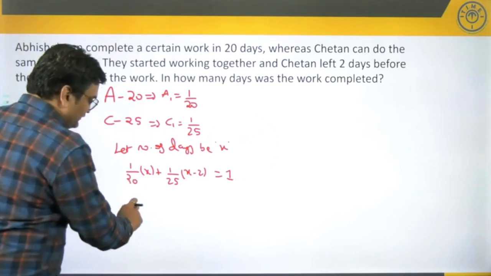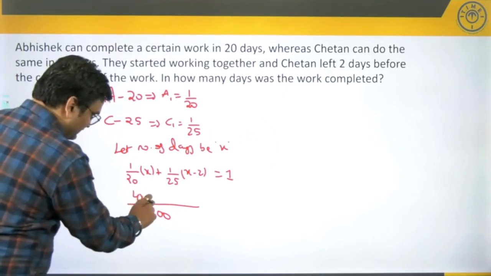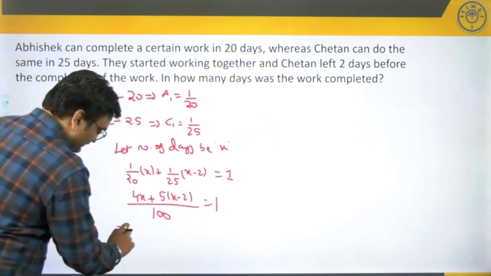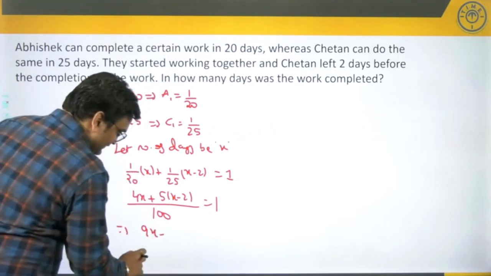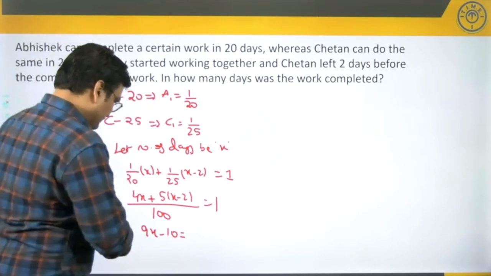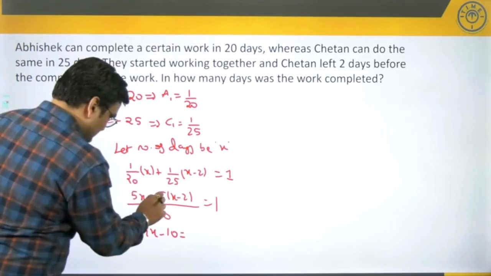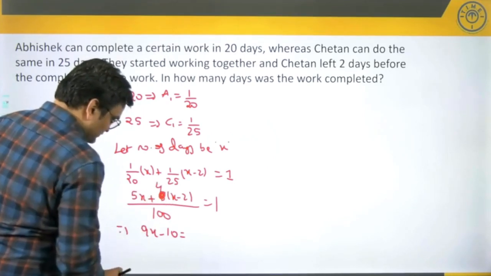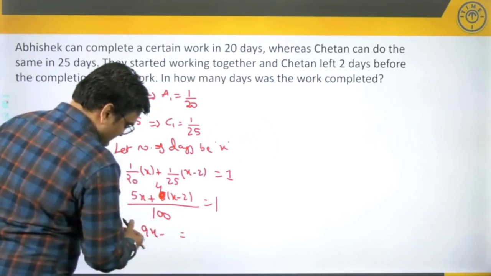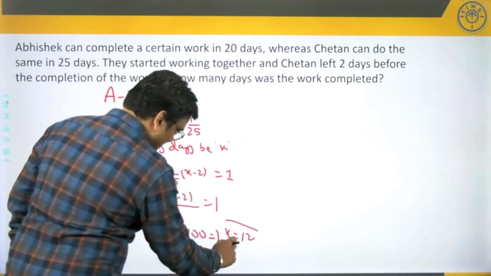So you now solve this. 20 and 25, the LCM is 100. It will become 5 times x, 4 times x minus 2. So when you solve this, you get 9x minus, just a minute, sorry, this is 5 times, and this one is 4 times. So 9x minus not 10 but 8 is 100, and hence the value of x again will be 12.